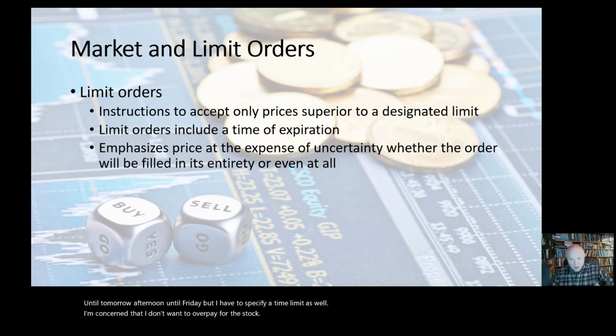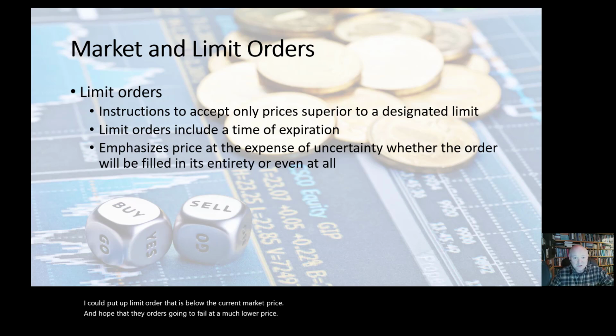I'm concerned that I don't want to overpay for the stock. So if I put in a market order and it's 23.31 right now, and perhaps in the next minute or the next 30 seconds there's a lot of activity, the price could go higher. Well, definitely I don't want to pay more than 23.31, so that could be my limit. Also, I could expect that during the day the trading could, because it is so volatile, go down below 2300, could go down to 2200. I could put a limit order that is below the current market price and hope that the order is going to fill at a much lower price.